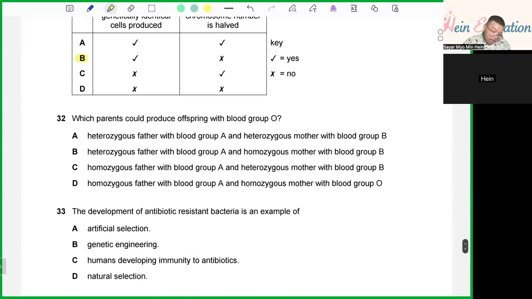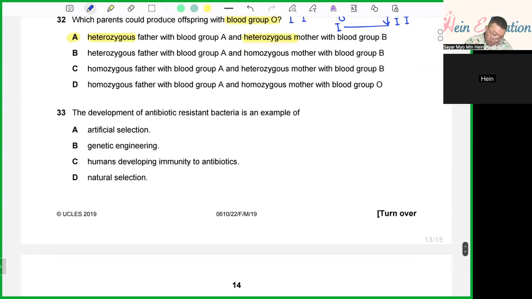Which parents could produce offspring with blood group O, right? So to produce blood group O, which is IOIO, both the parents have to be heterozygous. So for the heterozygous, okay, father with A and heterozygous. So the answer is A, right? Because only then they can produce it. Sorry, the father will be IAIO and the mother will be IBIO. Then only these two will produce blood group O, IOIO.